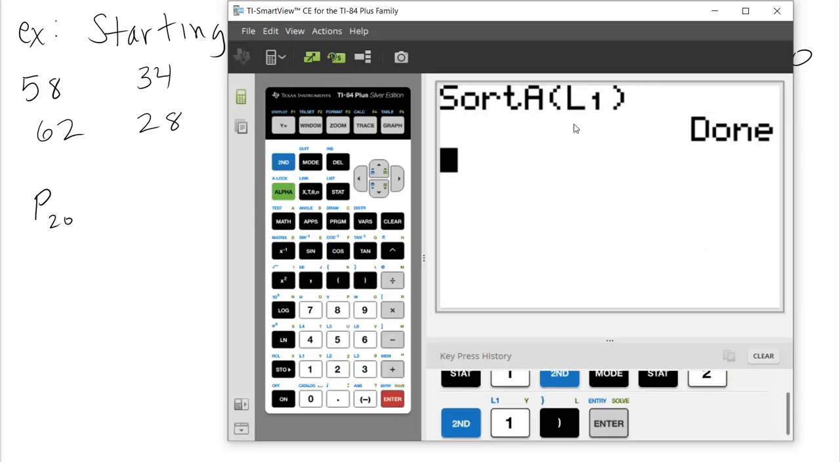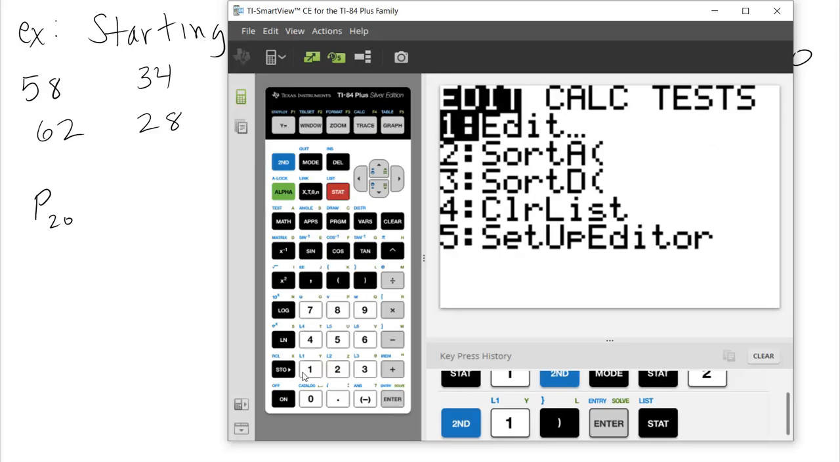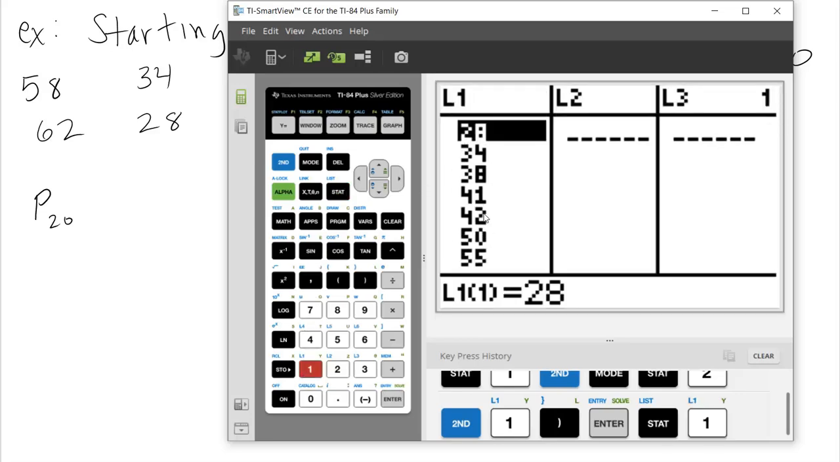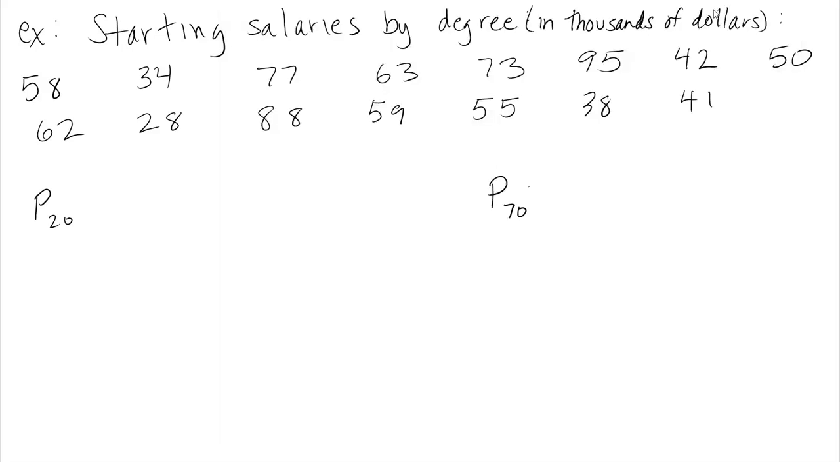When you hit enter, it won't look like it did anything. It'll just tell you that it's done. But if you go back to your list, Stat, choice 1, the list is now sorted from smallest to largest. And we can just poke around it once we figure out what locations we need to go to. To figure out the location, we calculate L. We'll do the 20th percentile first.